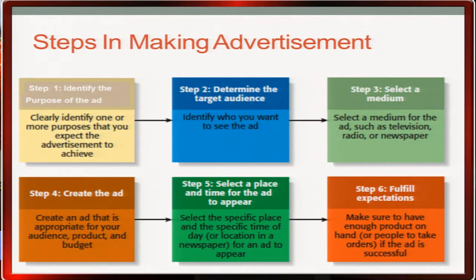Step 5 is to select a place and time for the ad to appear. We have to find out where is the suitable location to put up our advertisement. And the sixth step is that we have to fulfill expectations from the people. We have to make sure that we have enough product on hand, or people to take the orders if our advertisement is successful.